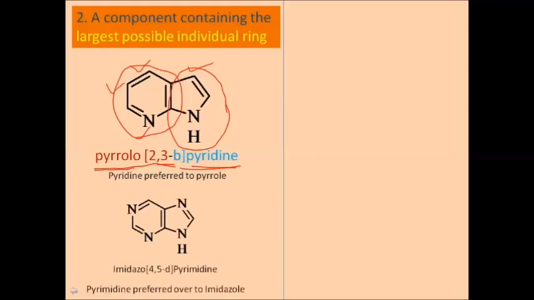Another example, in this pyrimidine ring and imidazole ring are fused together. So pyrimidine has a 6-member ring and imidazole is a 5-member ring. So pyrimidine is the basic ring because it is a 6-member ring and imidazole is the substituent ring. So the IUPAC name will be imidazo[4,5-d]pyrimidine.